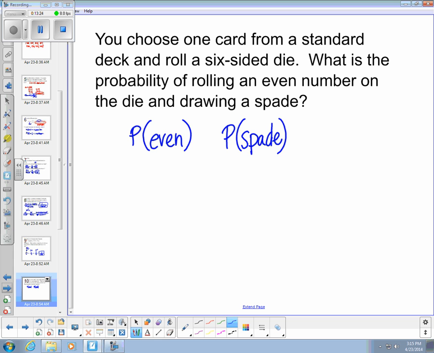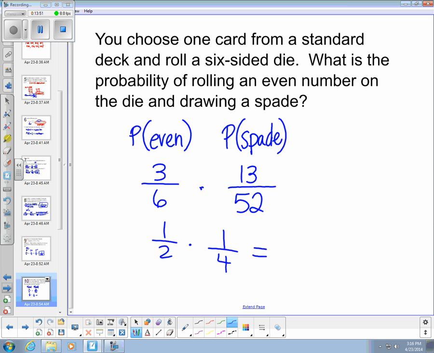So what is the probability of rolling an even number on a standard die? Well, the die has 6 sides, and how many of those sides have even numbers? Well, 3 of them. There's a 2, a 4, and a 6. Okay? The chances of getting a spade. Out of a standard deck, there are 52 cards, and 13 of them are spades. Okay, now we're going to multiply that. I'm actually going to reduce first. This is 1/2 times 1/4. So the probability of both of those things happening would be 1/8.